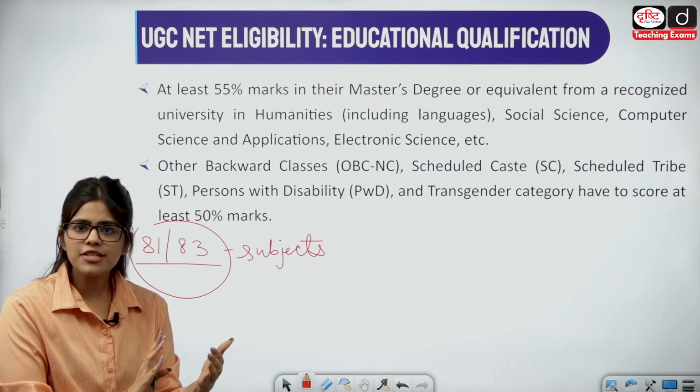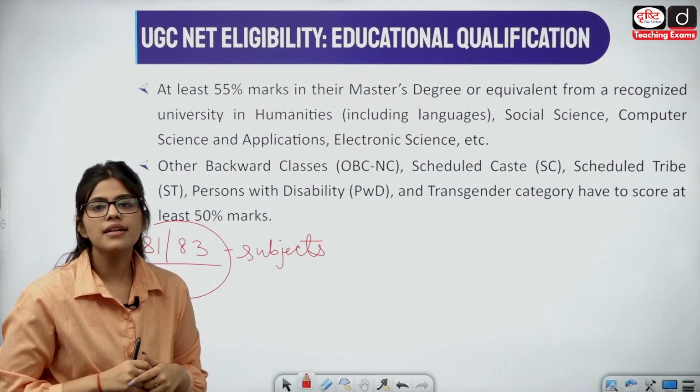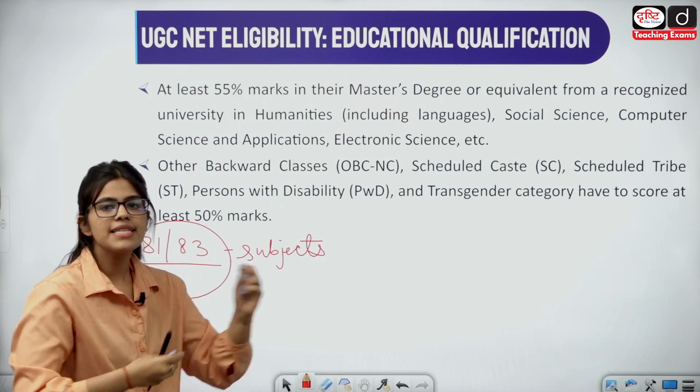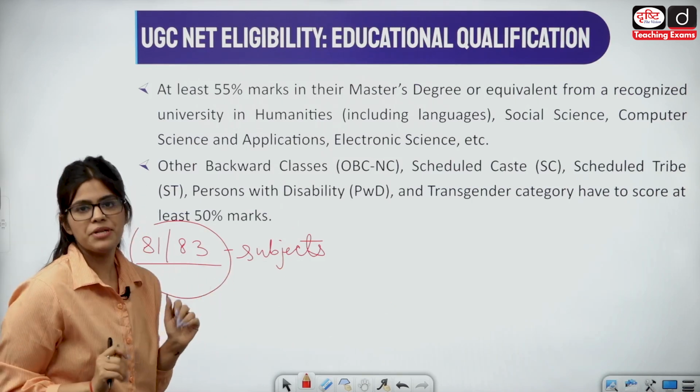If you are from the science stream, then you have to give a different exam, that is called CSIR-NET, not UGC-NET. So this is the difference between the two.